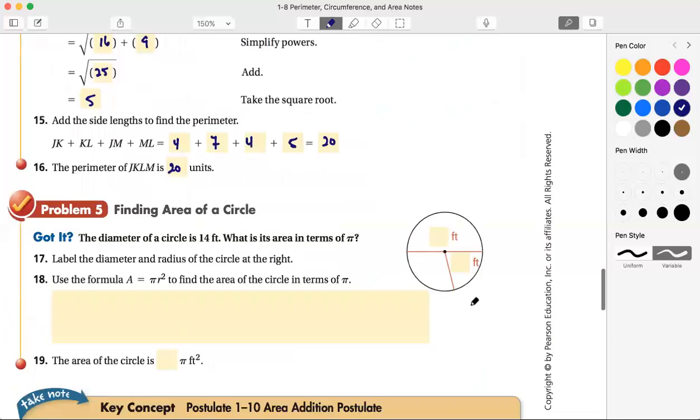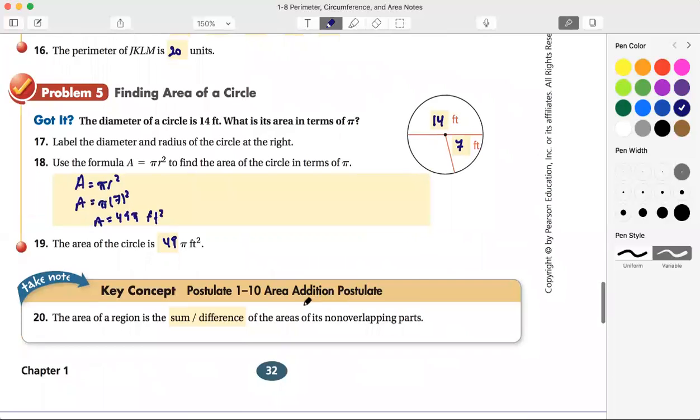All right, how do we find the area of a circle? So if I know the diameter of a circle is 14 feet, let's label that. And I know the radius is 7 feet. So label the diameter and radius of the circle. We're going to use the formula. So A equals pi r squared. A equals pi times 7 squared. So A equals 49 pi. Therefore, my area is 49 pi feet squared. And remember, you should always use your units.